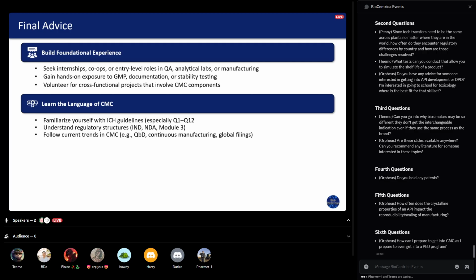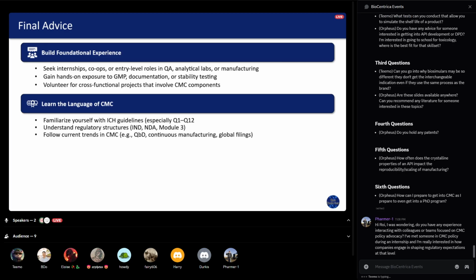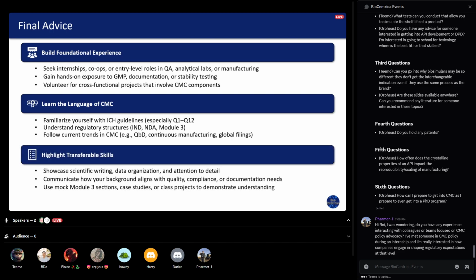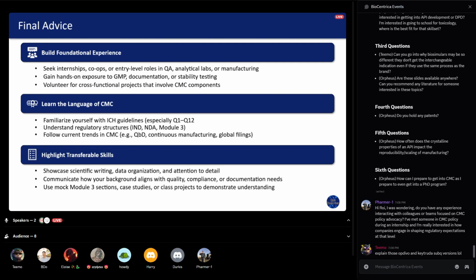So see what kind of drugs are being approved and see what their formulations are. The next thing is transferable skills. Scientific writing, like I mentioned, very key. Have you gotten a paper published? Have you been a first author, co-author, even an author in general? Very important. Data organization, attention to detail, and communicate how your background aligns with everything in a CMC job description.